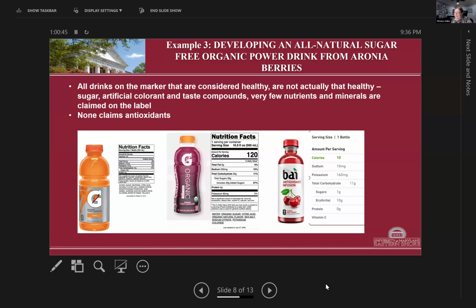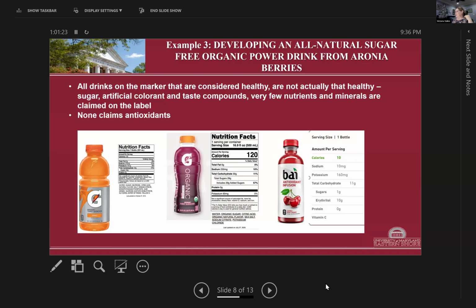All the carbohydrates come from sugars, and because it's all colored and it has a particular smell and taste, but it doesn't have any natural compounds in it. So all of that is synthetic. Synthetic colorants, synthetic compounds that give it taste and smell, and indeed it is not really healthy. And even the organic version of it still has tons of sugars and still doesn't claim anything other than sodium and even not much of potassium.